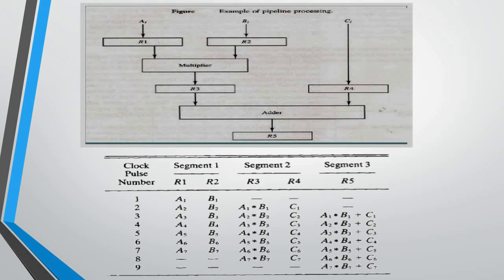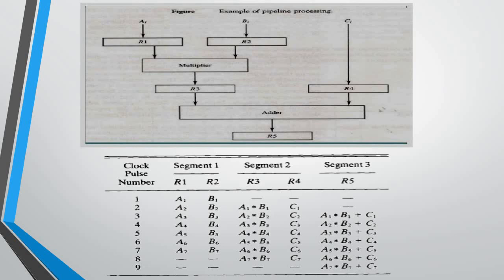The seventh data is entered into segment 1, that is R1, R2. Now segment 2 holds A6 into B6, C6. Segment 3 holds A5 into B5 plus C5. And then I is entered from 1 to 7. Now there is no data entered into segment 1. Segment 2 holds A7, B7 and C7. Segment 3 holds A6, B6 plus C6.